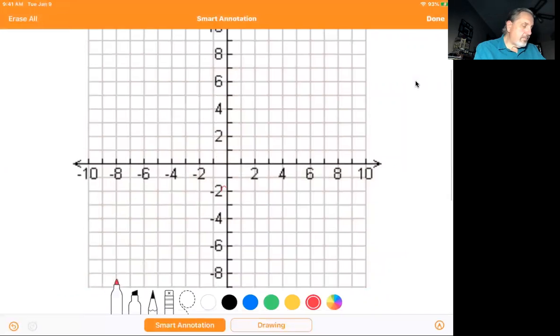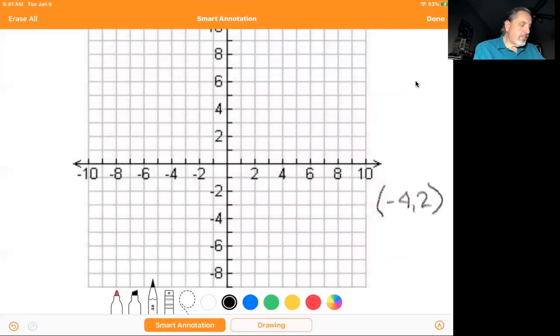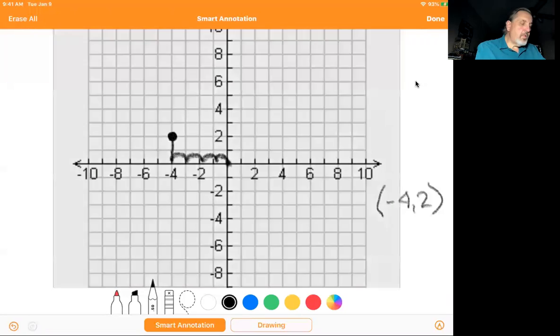Looks like it's doing that same flashing thing. Let's say that we want to graph the point, and I'm going to use some negative values now. So let's say that the ordered pair is -4, 2, like so. Okay, so again, we put our pencil down at the origin, and then we're going to move 4 units in the negative direction, and then we're going to go up 2 units, and that is the point -4, 2.